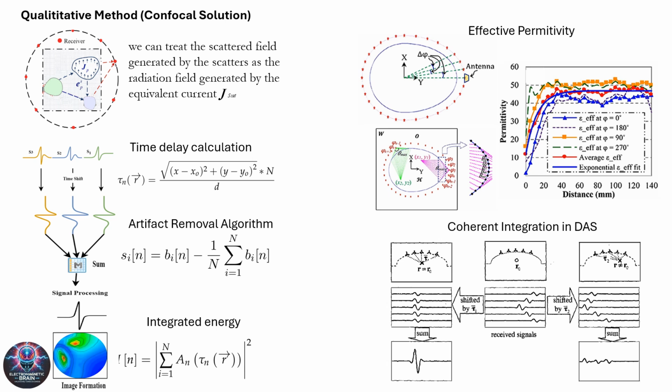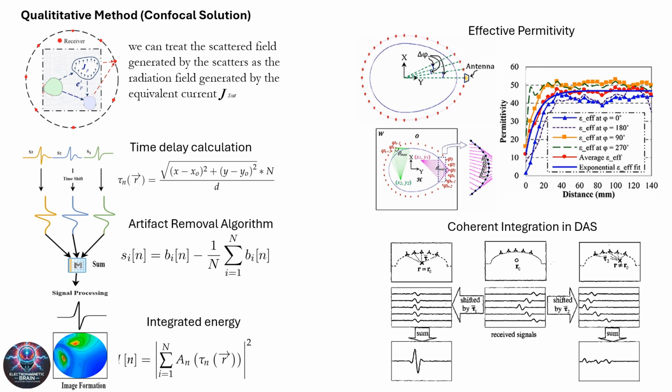The formula illustrates how the distance, τn, between the antenna and target is calculated to apply the proper time shift for signal alignment. In the signal processing stage, the backscattered signals are analyzed to compute the energy at each pixel, revealing anomalies based on variations in dielectric constant. The image formation at the bottom left visualizes this energy distribution, aiding in the detection of abnormalities.